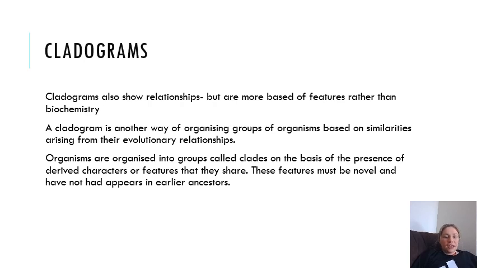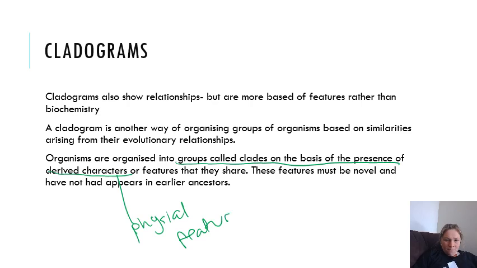As I said before, there's a slight difference. Cladograms also show relationships, but they're more focused on features rather than biochemistry. A cladogram is another way that we can group organisms based on similarities arising from their evolutionary relationship. Organisms are organized into groups called clades on the basis of the presence of derived characteristics, like physical features that they share. These features must be novel and have not had the appearance in earlier ancestors.